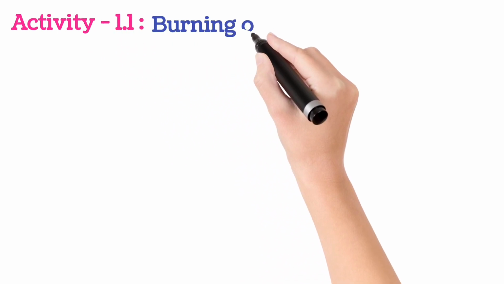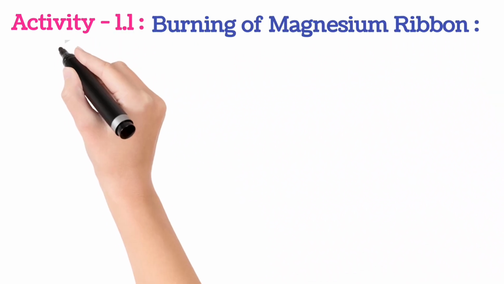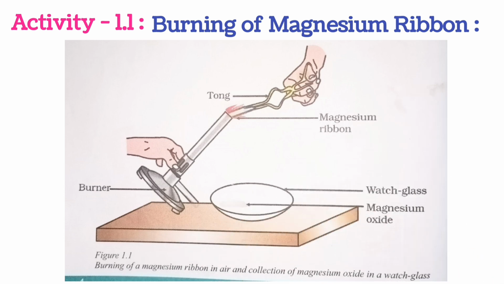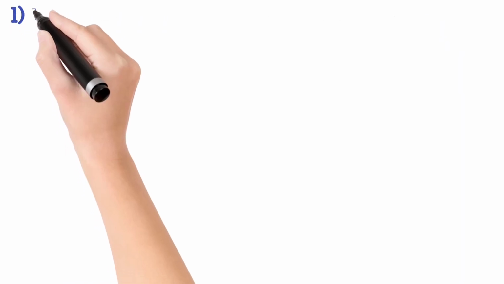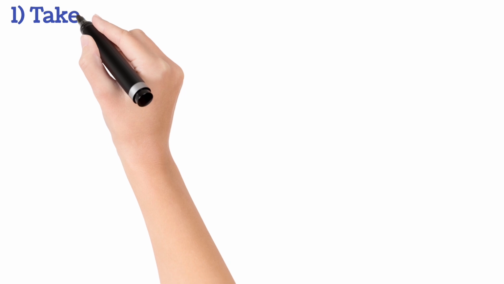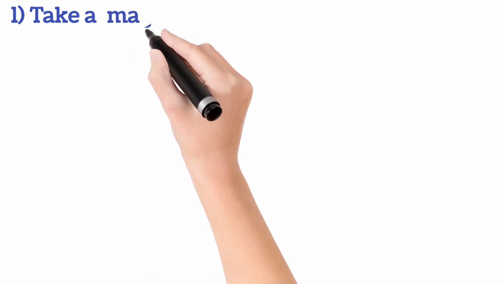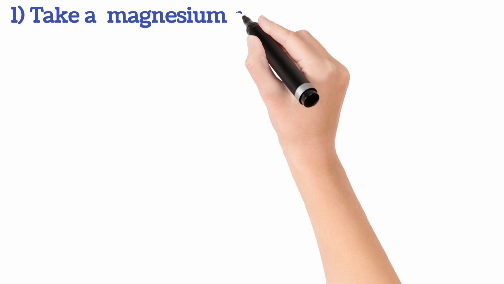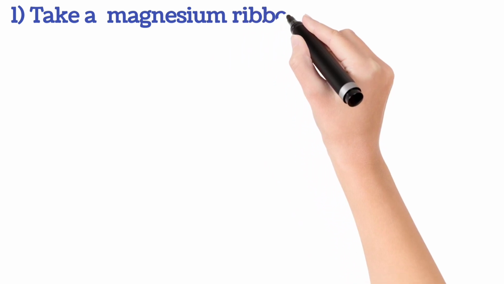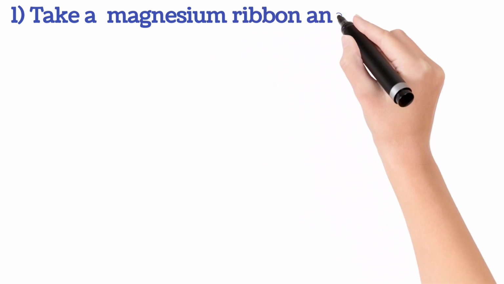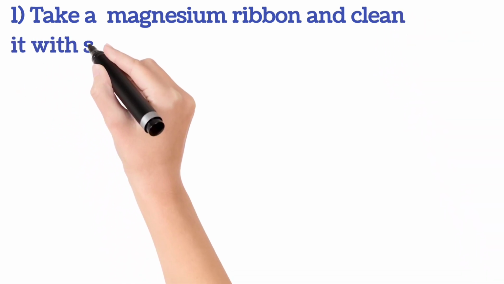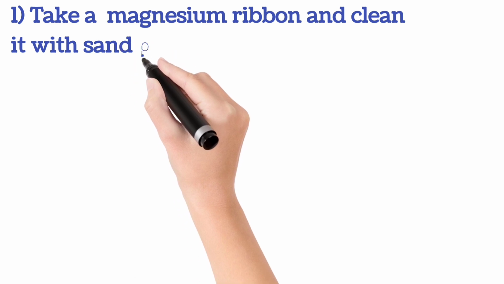First, let me explain activity 1.1. This activity is called burning of magnesium ribbon. First of all, for doing this activity, let me take a magnesium ribbon and clean it with sandpaper. Why do we have to clean the magnesium ribbon with sandpaper? Because magnesium is a more reactive metal. It combines with oxygen in the air to form a layer of magnesium oxide on its surface. Hence, it should be cleaned with sandpaper before burning to remove the magnesium oxide layer formed on its surface.